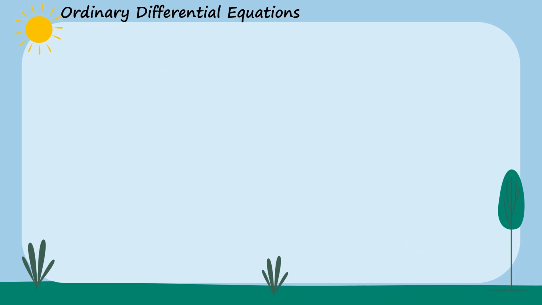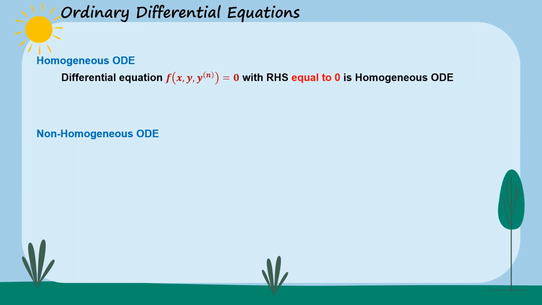So now the next important concept which we will require to solve or understand the solution of the differential equation is the homogeneous ODE, or ordinary differential equation, and non-homogeneous ordinary differential equation. It's not that difficult. Homogeneous differential equation means a differential equation of any order or any degree where the right hand side is equal to 0. So no constant term is present, and that's called a homogeneous differential equation.